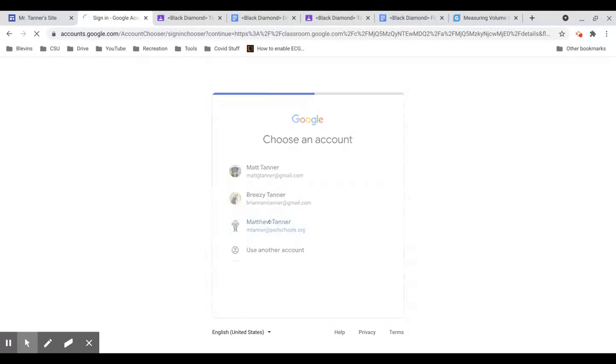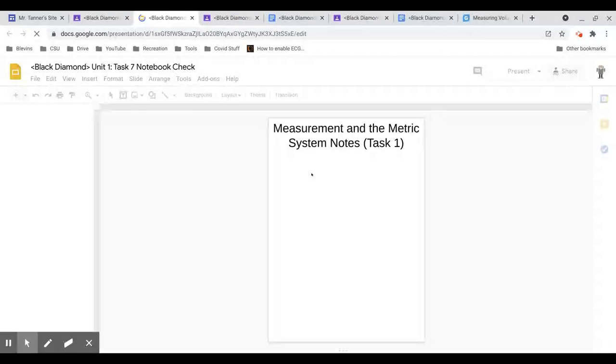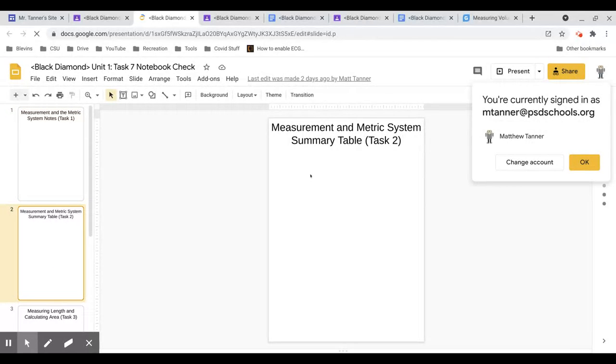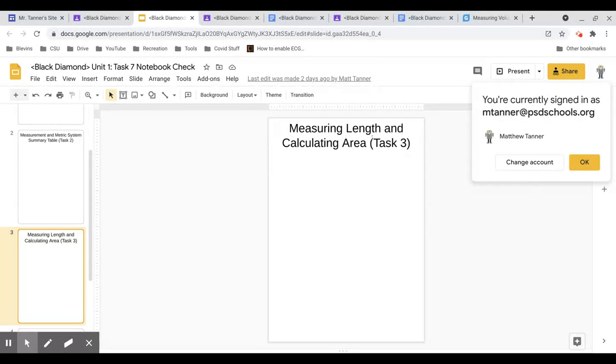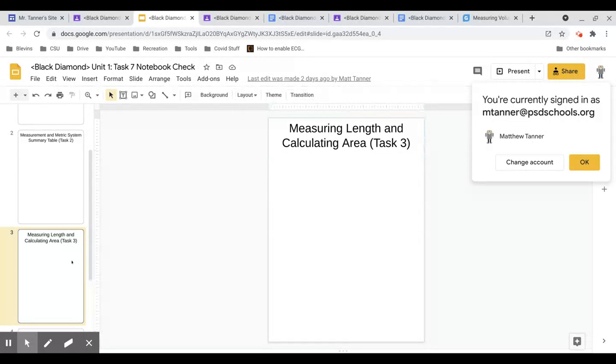Task 7 is showing me your notebook pages. Again, when we open this in Google Classroom, it'll tell you what pictures you need to upload and what task they are from. You need your measurement and the metric system notes. That's task 1. You need a picture of the measurement and metric system summary table, which is task 2. You need a picture of the measuring length and calculating area, which is, not task 3. You can skip this one, so you don't need to worry about task 3.